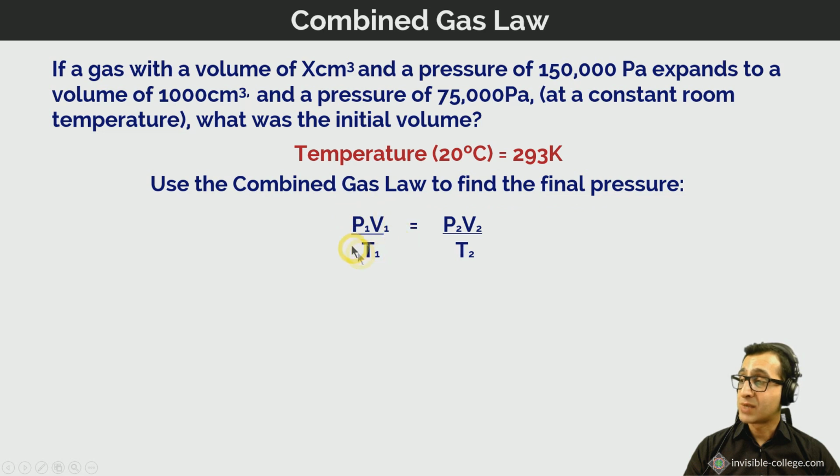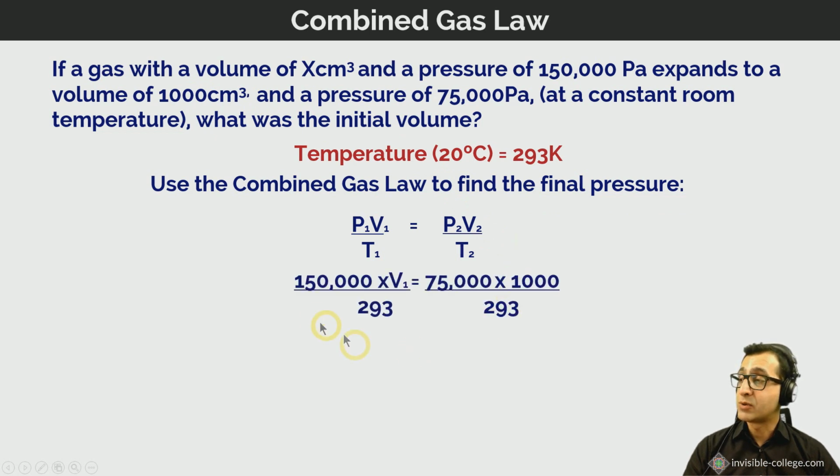We substitute our values into this side of the equation. 150,000 pascals is P1, V1 is X. So we don't know what X is, we're trying to find out what X is. We know that the initial temperature and the final temperature is 293, so we substitute that into T1 and T2. We know the final pressure is 75,000, and we know the final volume is 1,000 centimeters cubed. So when we substitute those values in, we get this, and then the only unknown in the equation is V1.